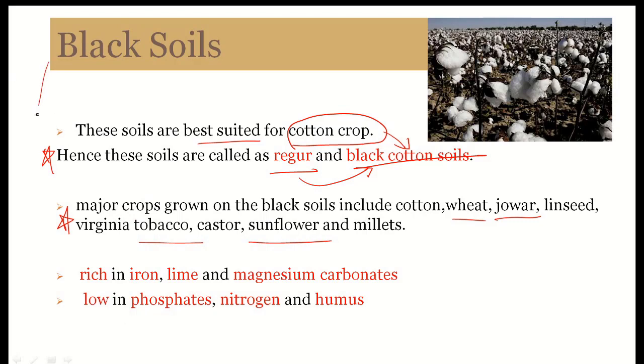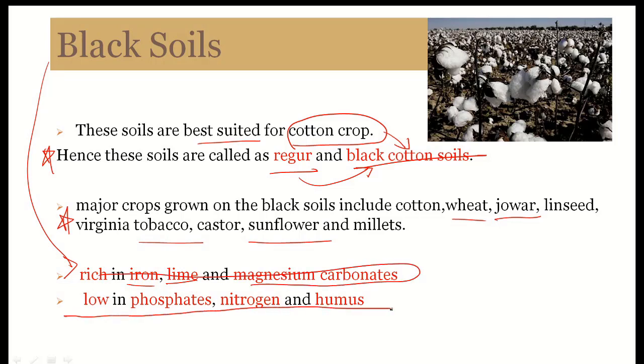This black soil is very much rich in iron, lime, magnesium carbonates, and it is very low in phosphates, nitrogen and humus. So questions are asked like black soil is very rich in, very low in. These kinds of questions are asked.